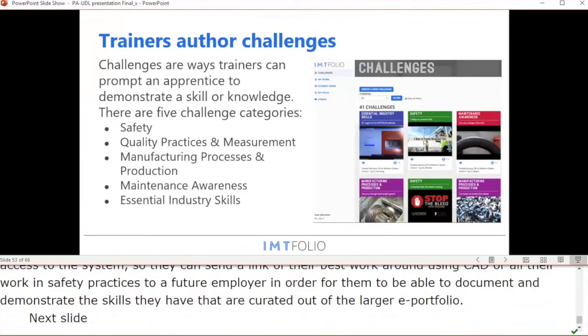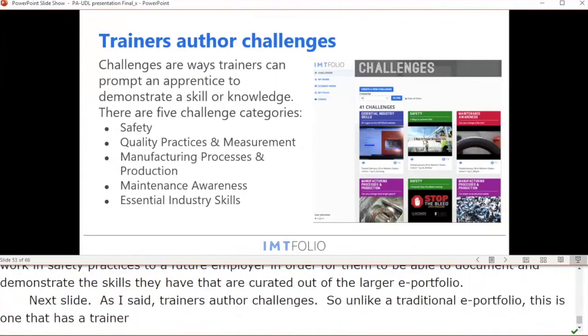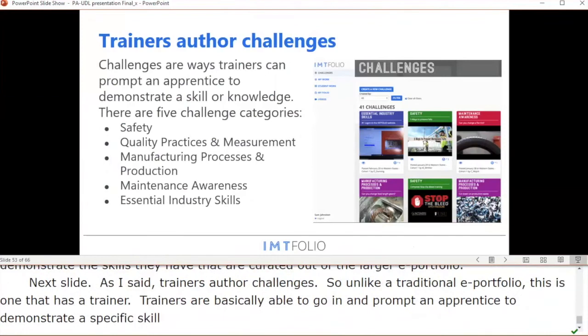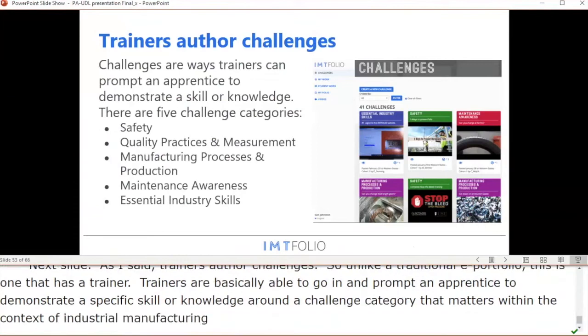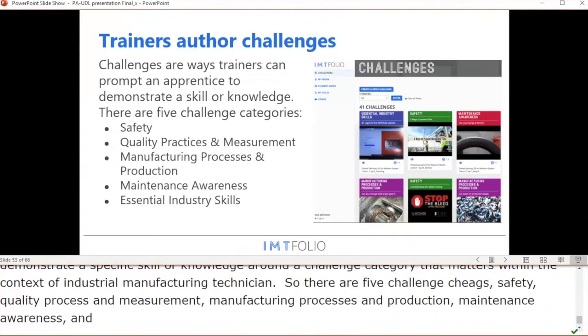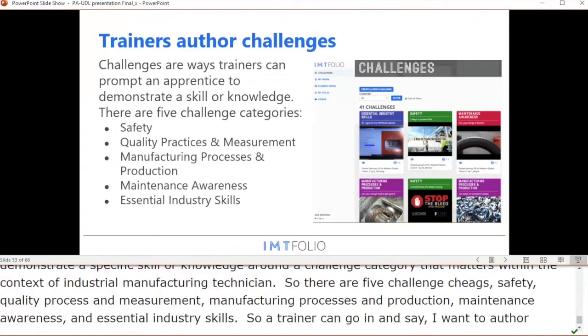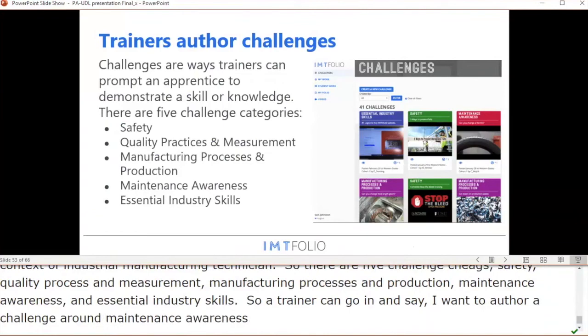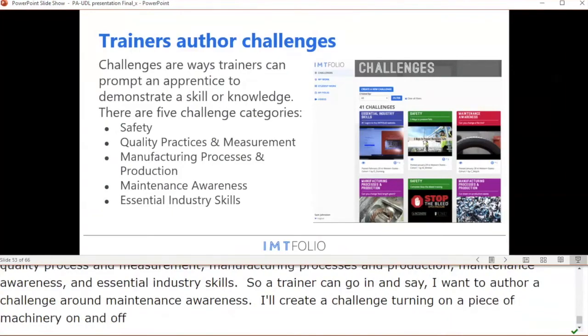So as I said, trainers author challenges. Unlike a traditional e-portfolio, this is one that has a trainer end. Trainers are basically able to go in and prompt an apprentice to demonstrate a specific skill or knowledge around a challenge category that matters within the context of industrial manufacturing technician. So there's 5 challenge categories: safety, quality practices and measurement, manufacturing processes and production, maintenance awareness, and essential industry skills. So a trainer could go in and say, I want to author a challenge around maintenance awareness. I'm going to create a challenge about turning a piece of machinery on and off safely. And I'm going to ask the pre-apprentice to show me over the next week that they've been able to do that. On to the next slide.